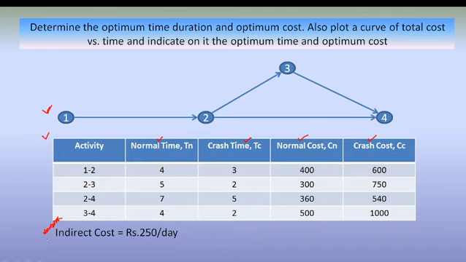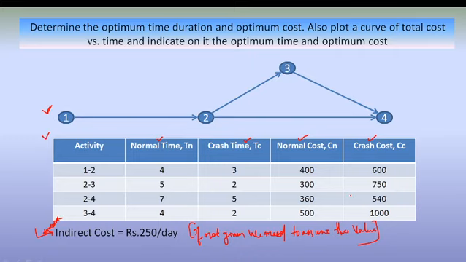In some university questions, if this indirect cost is not given to us, we need to assume this value. Say 250 rupees per day or any other value, we need to assume this. Okay, so let us start doing this.